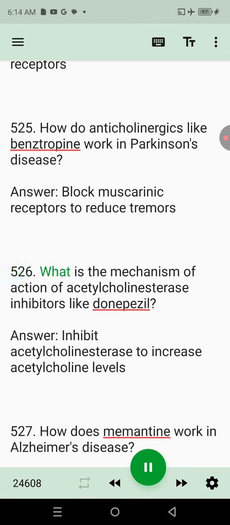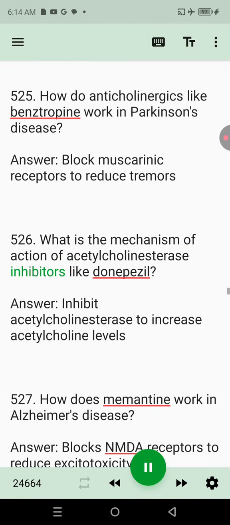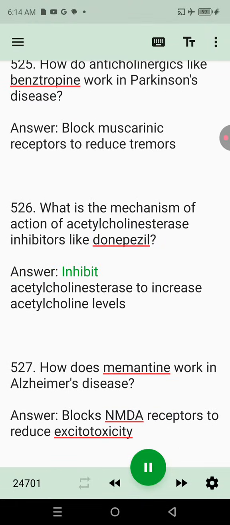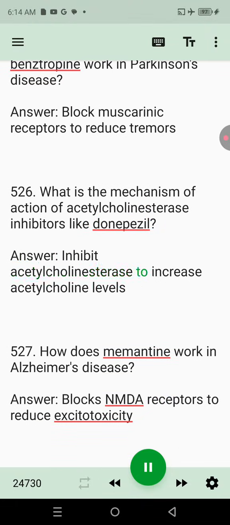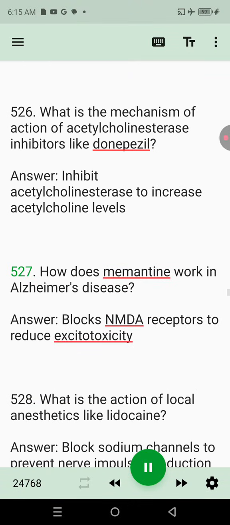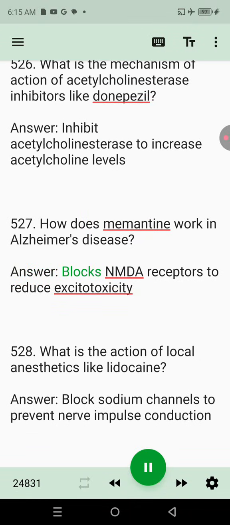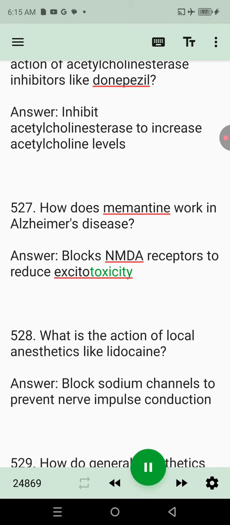526. What is the mechanism of action of acetylcholinesterase inhibitors like donepezil? Answer. Inhibit acetylcholinesterase to increase acetylcholine levels. 527. How does memantine work in Alzheimer's disease? Answer. Blocks NMDA receptors to reduce excitotoxicity.